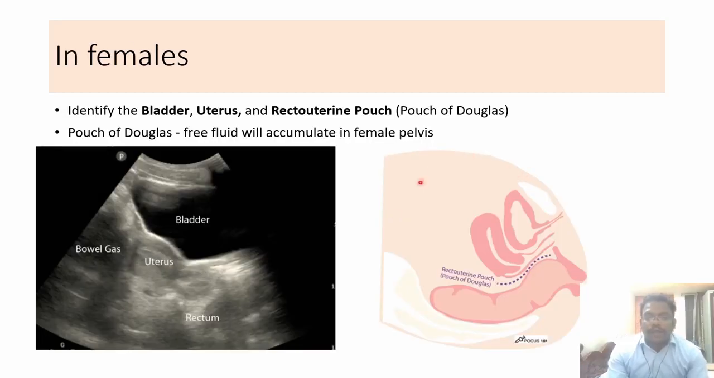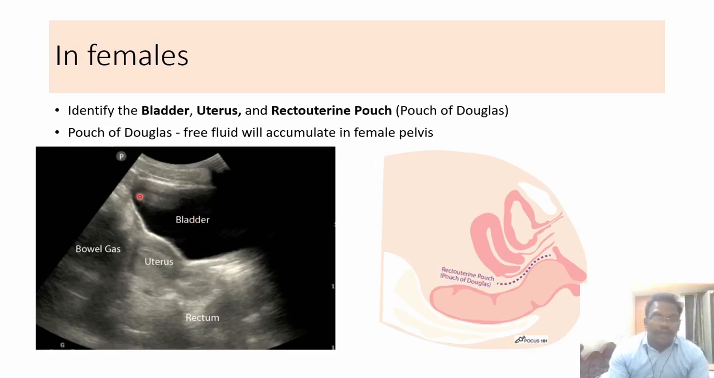So here we can see the structures of female pelvis. The anteriormost structure is the urinary bladder. Posterior to the urinary bladder we can see the anteverted uterus, and posterior to the uterus we can see the rectum. So the space between the urinary bladder and the uterus is called vesicouterine pouch, and the space between the uterus and rectum is called rectouterine pouch or pouch of Douglas. So pouch of Douglas is the space in the female pelvis where we can commonly see free fluid.